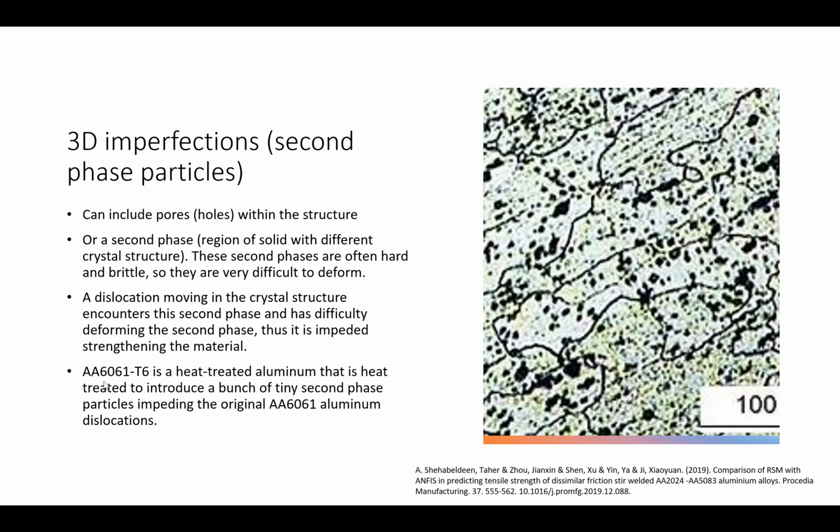So the example they gave in the textbook is this aluminum that's heat treated, and it introduces a bunch of tiny second phase particles, and it impedes the original aluminum dislocation. So if you look at this figure here, this is a figure that I found about this T6 heat treated aluminum, and you can see these dislocations in these little second phase particles, and basically that impedance from it will strengthen the aluminum. It's a pretty cool image.